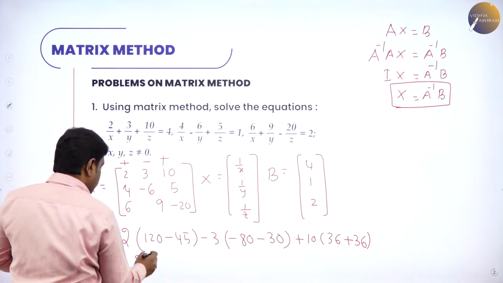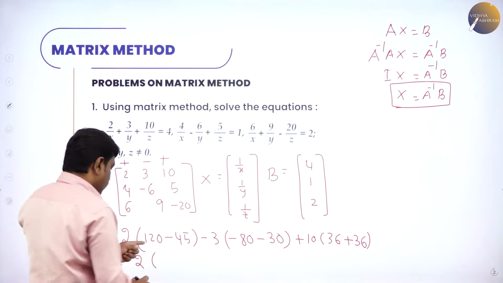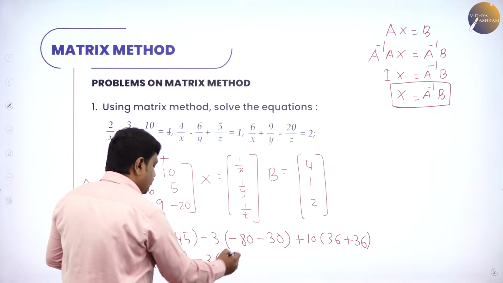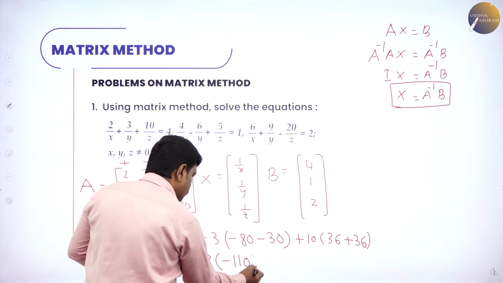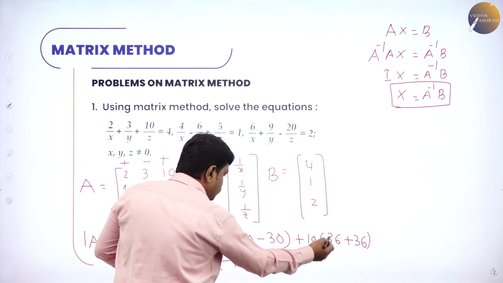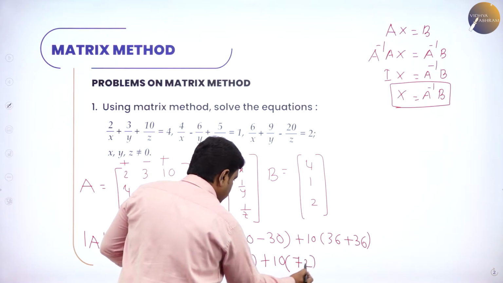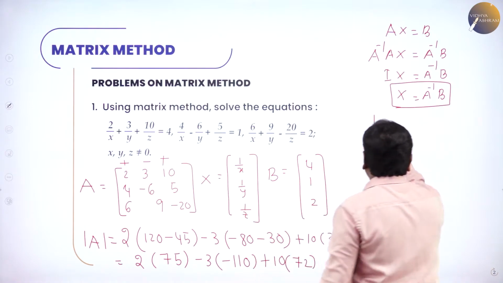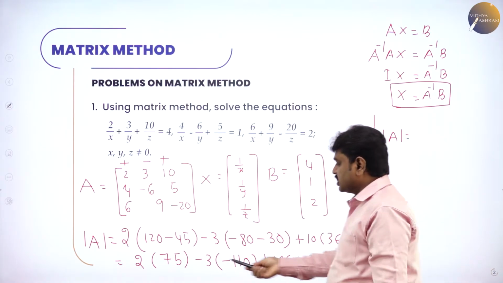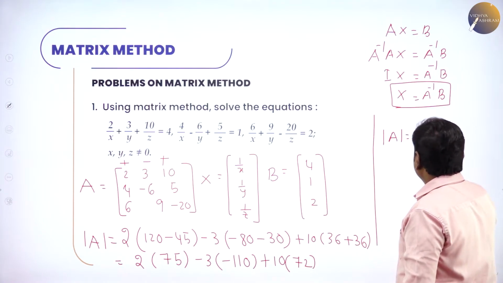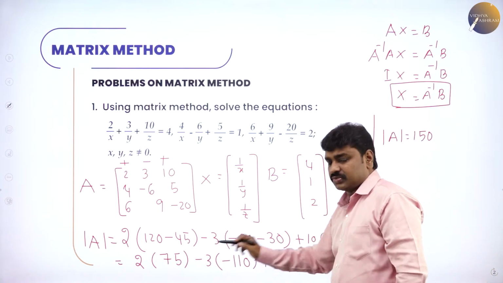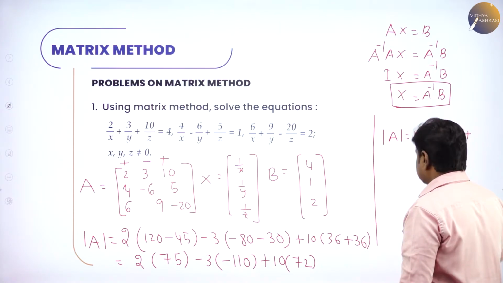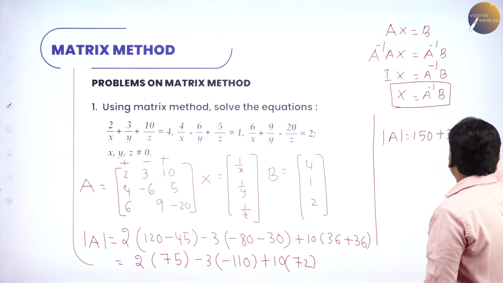So 2 into 120 minus 45 becomes 75, minus 80 minus 30 becomes minus 110, plus 10 into 36 plus 36 becomes 72. Now multiply these numbers carefully. So determinant of A is equal to 75 twos are 150, then minus into minus plus 110 into 3s are 330, plus 72 tens are 720.